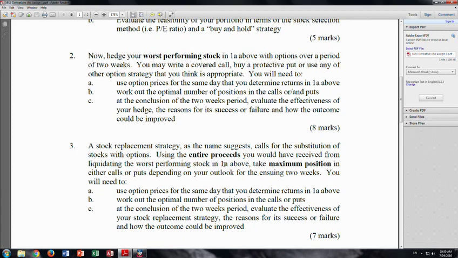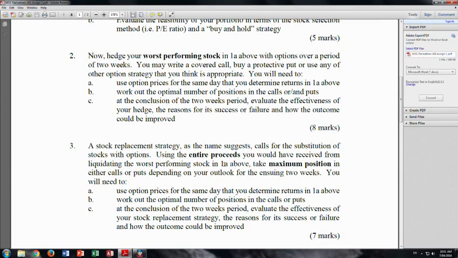So part 2, based on the worst performing stock, hedge that. By hedging that, it can mean you mitigate the loss if you had made a loss, or you protect the profit if it has made a small profit. So you can use simple calls and puts, or you can think about the strategies that we talked about today.